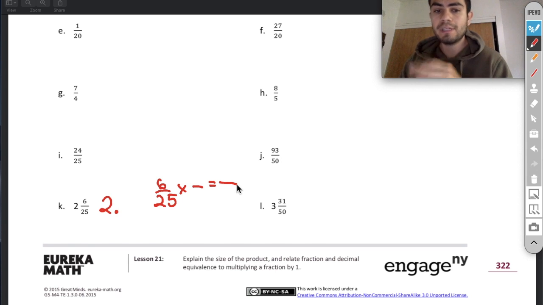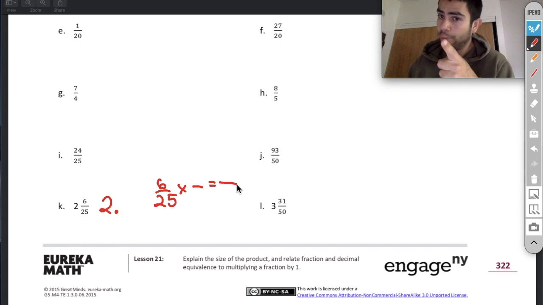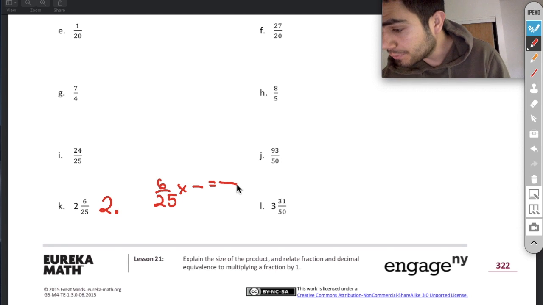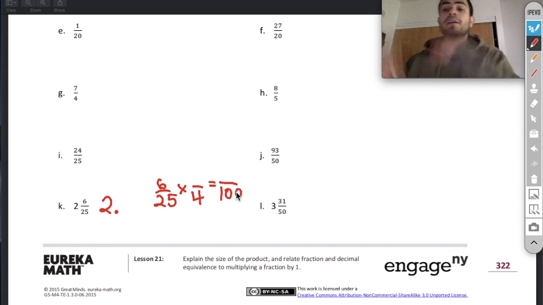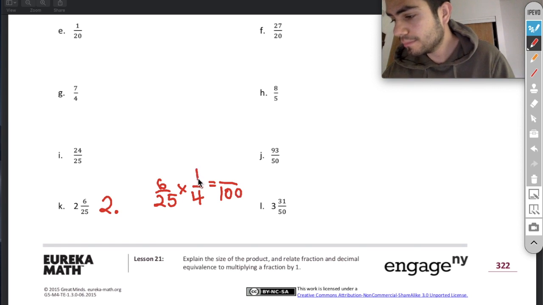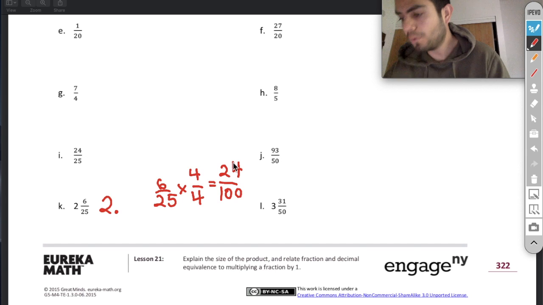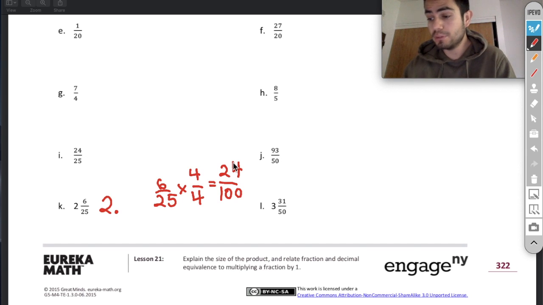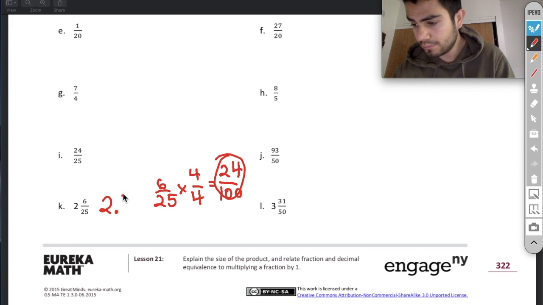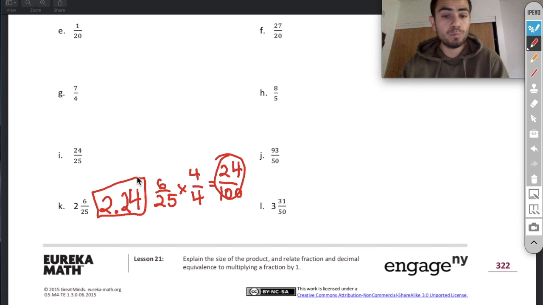Now, 25 times what would give you 10? That one's going to be too tricky to do. What about 25 times what gives you 100? 4. Did you say that? Well, you are right. 25 times 4 does give me 100. Now what you do to the bottom, you do to the top. 6 times 4, 24. And your answer would be 2, and this as a decimal is 24 hundredths. And that is pretty much it.